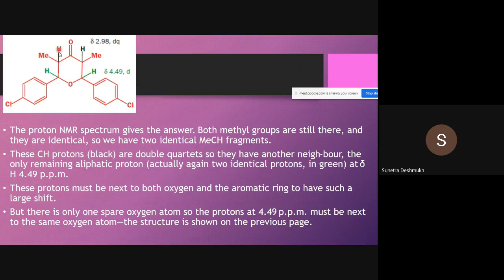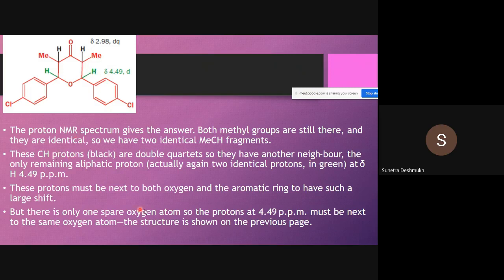So we have this carbon with the black colored hydrogen attached to it, and the same with the methyl group. These CH protons are double quartets, so they have another neighbor. The only remaining aliphatic protons are again two identical protons, in green, at delta 4.49 ppm, appearing as a doublet. This hydrogen will be coupled with the black colored hydrogen, and the black colored hydrogen is coupled with the methyl group hydrogens as well as this green colored hydrogen.